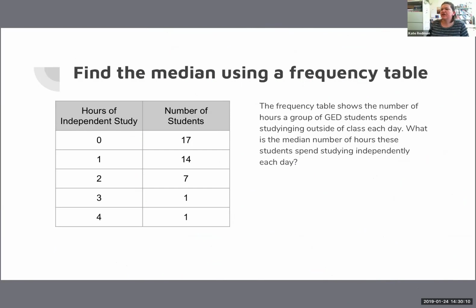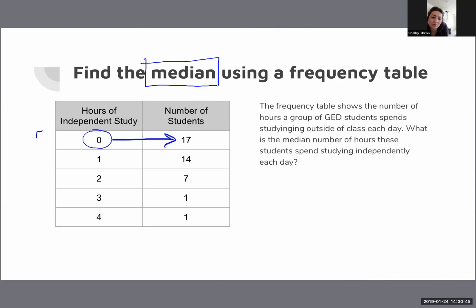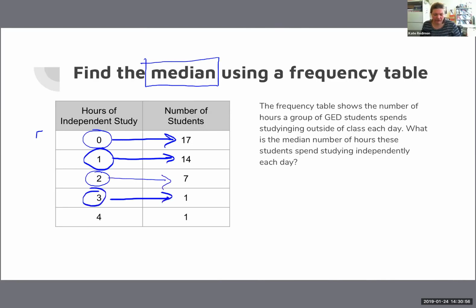Another one that students find particularly challenging is finding the median using a frequency table. Remind me how we found the median when we just had a list of numbers? You put the numbers in order? And then we went to the middle. We put the numbers in order and we went to the middle. So here's what I'd like to say to you. These numbers are already in order, okay? Here I have all the zeros, all of them first. And then I have all the ones standing next in the column. And then I have all the twos, there they are, all the threes, and all the fours.